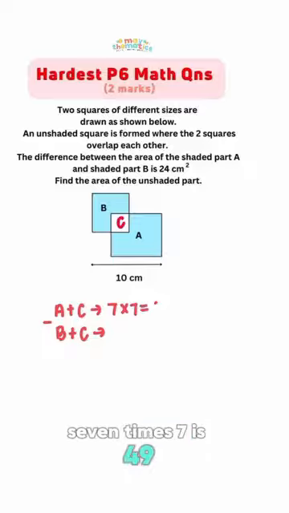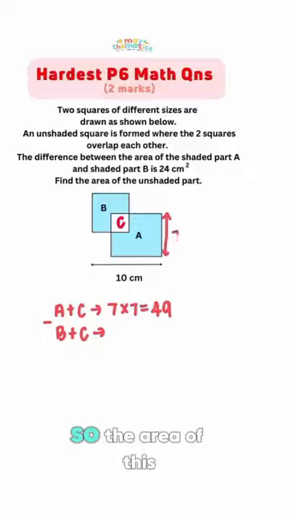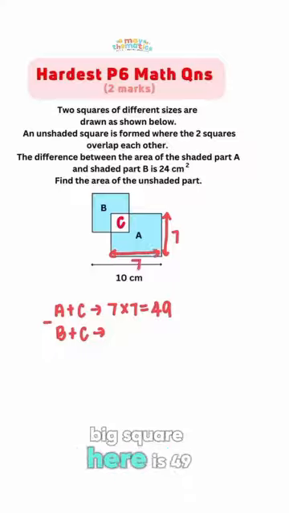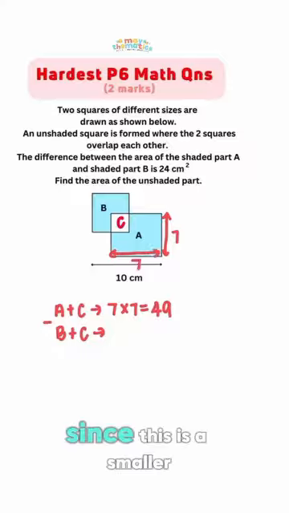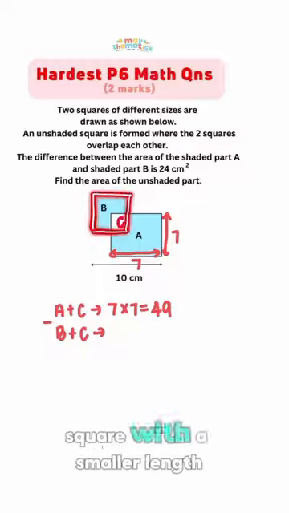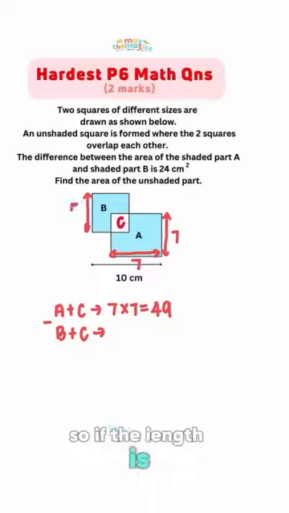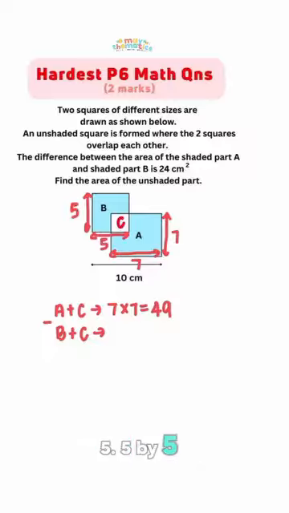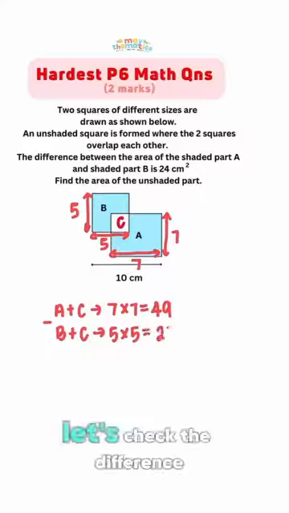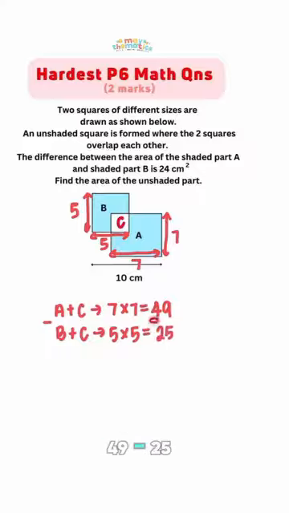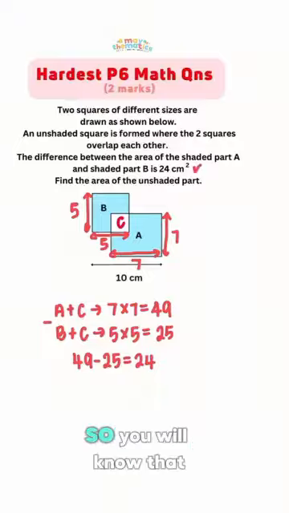7 times 7 is 49. So, the area of this big square here is 49. Since this is a smaller square, with a smaller length, I will try a number less than 7. So, a good guess will be 5. If the length is 5, 5 by 5 will give you 25. Let's check the difference. 49 minus 25, you will get the difference of 24, which is exactly what they tell you. So you will know that by guessing this way, this is correct.